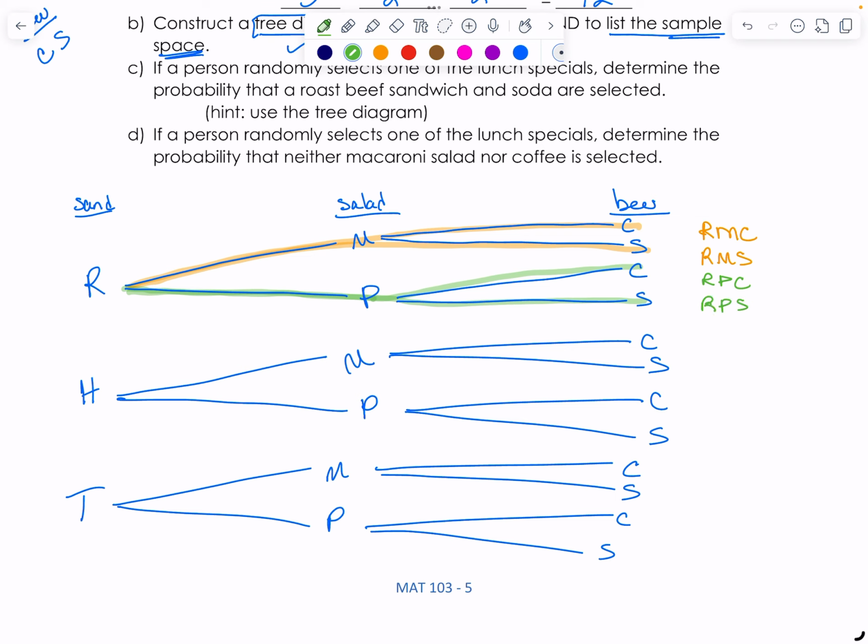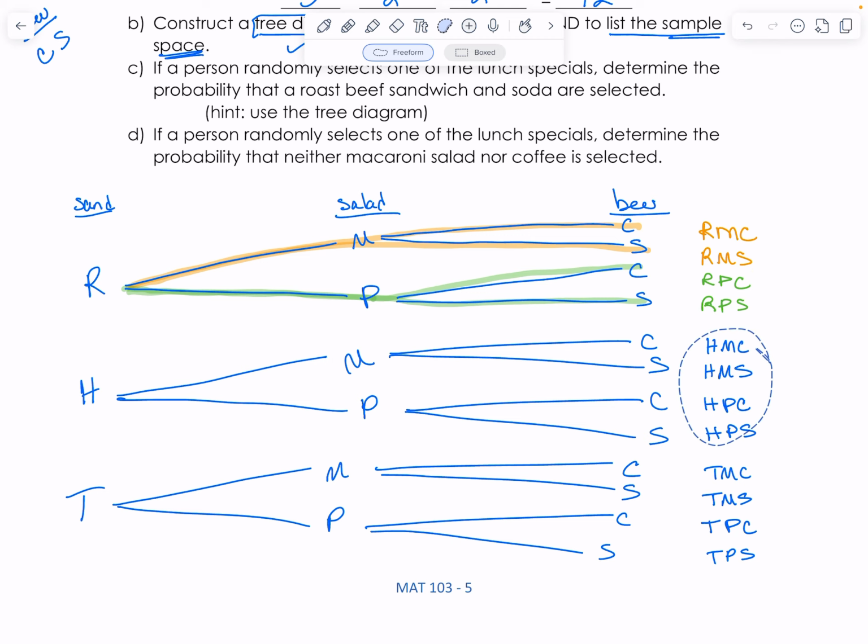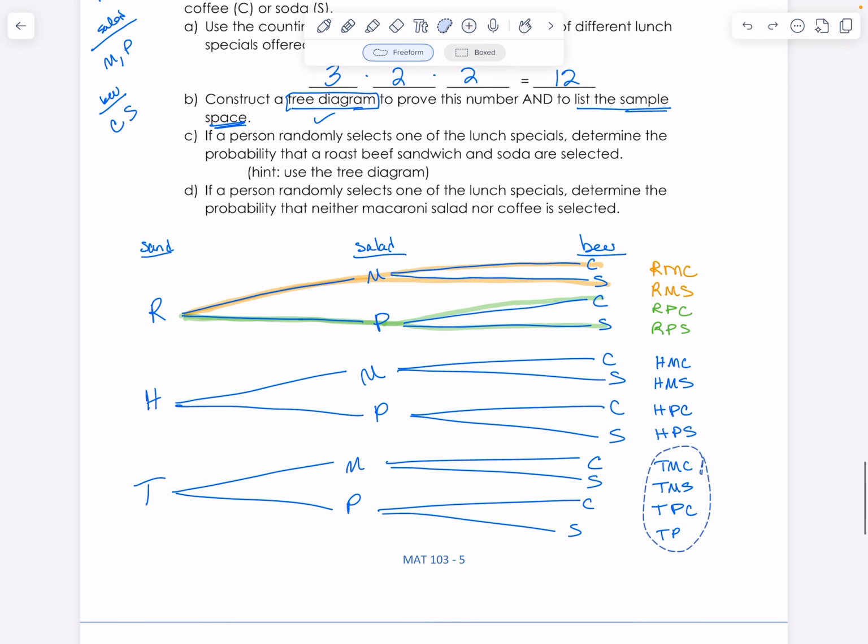All right, and then we do the exact same thing with our ham. Ham, macaroni, coffee. Ham, macaroni, soda. Or ham, potato, coffee. Ham, potato, soda. So that's all my ham lunches. And now let's do turkey. Turkey, macaroni, coffee. Turkey, macaroni, soda. Turkey, potato salad, coffee. Turkey, potato salad, soda. Let's add all those up and see how many we got. We got 4 there, and 4 there, and 4 there. So sure enough, that is 12. Okay.